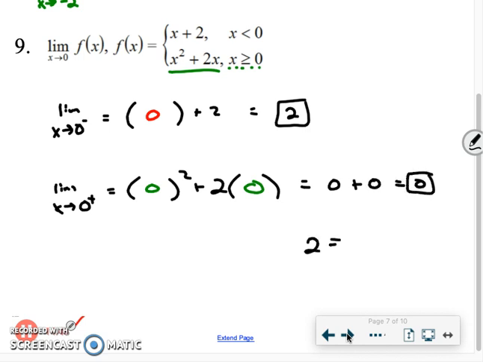And now I'm noticing, and so are you, I'm sure, that 2 is not equal to 0. Therefore, my limit does not exist. We didn't get the same values. Limit doesn't exist.